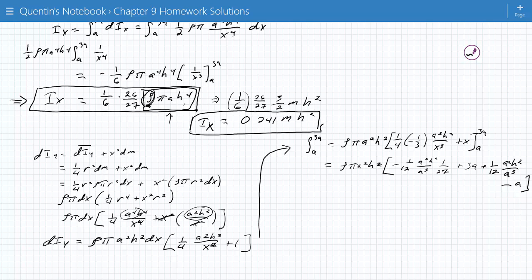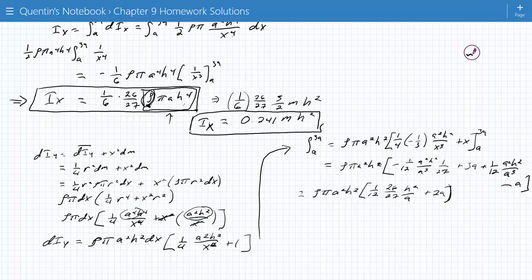Okay, so I'm going to back up just a little bit, rho pi a squared h squared, and if I'm not mistaken, the math works out to be 1/12 times 26/27 times h squared over a plus 2a. Okay. Again, although true, not a particularly clean answer, but it's a true answer.